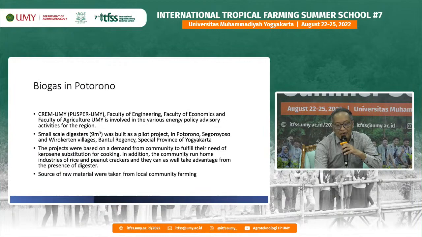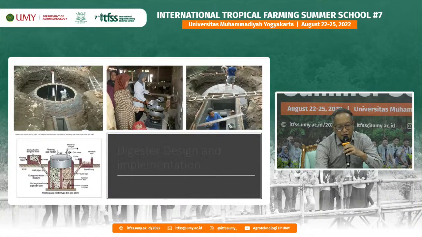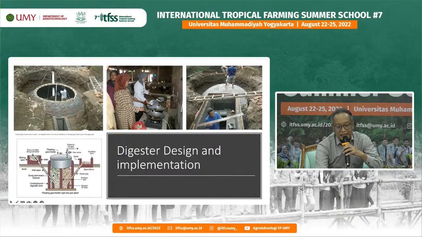Our university has this small project in Potorono. This is the name of a place. We built this type of digester. The gas produced is used for cooking for the home industry. This is the diagram scheme for the digester.